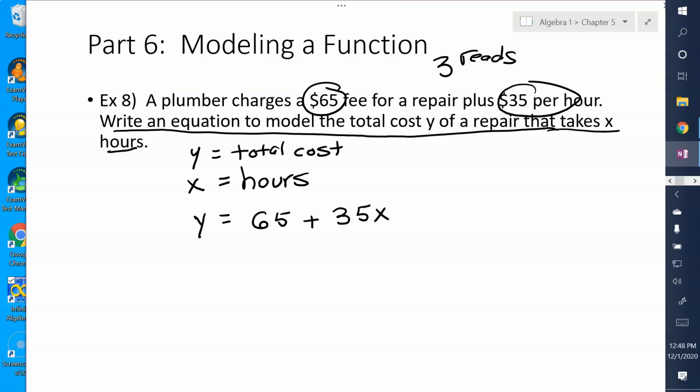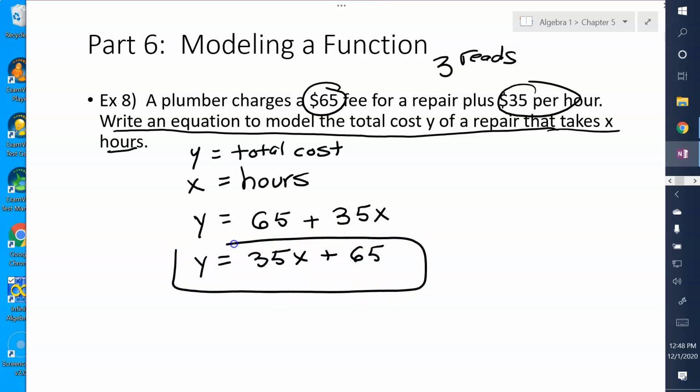Now this looks like a linear function. Let's put it in slope-intercept form. So that means I need to put the 35x in front. So y equals 35x plus 65. And there is your equation.